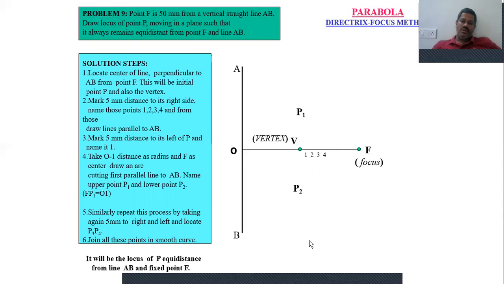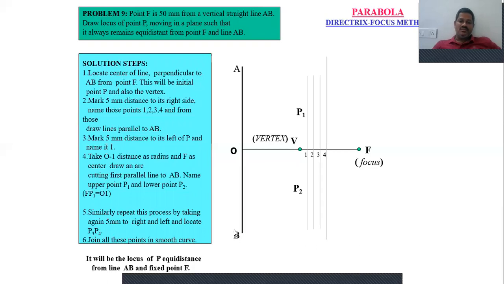Now draw some vertical lines to the right side of the V point. Draw the vertical lines at a convenient distance, say in this case 5 mm each, or 10, 10 also we can take. The distance from V to F in this case is 25, so at a 5 mm distance, draw the vertical lines from all these points like this.